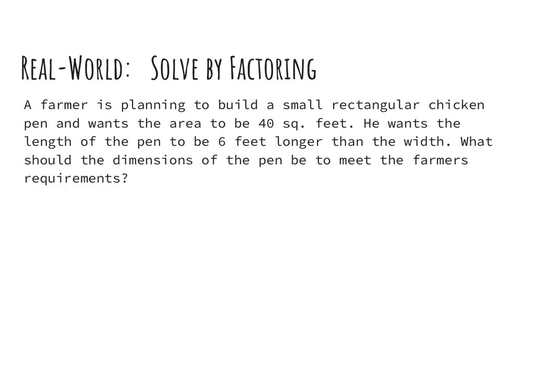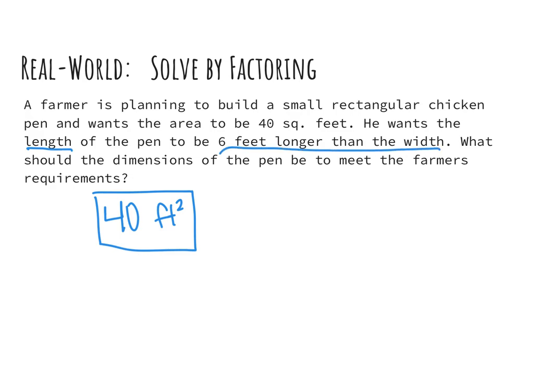Now we're going to move into that real world scenario. So those standards at the beginning, algebraic reasoning was very explicit to incorporate the real world problems. So this is the way we can incorporate the real world problems. A farmer is planning to build a small rectangular chicken pen, wants the area to be 40 square feet. He wants the length of the pen to be 6 feet longer than the width. What should the dimensions of the pen be to meet the farmer's requirement?